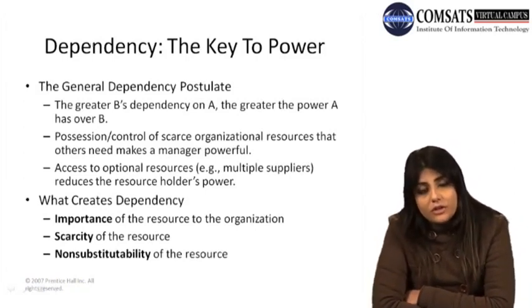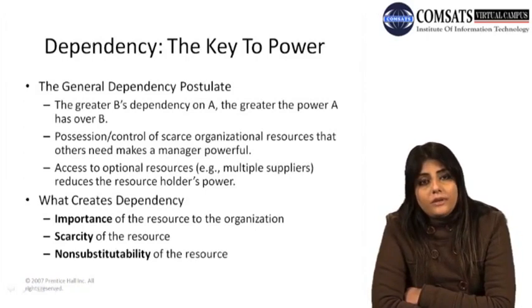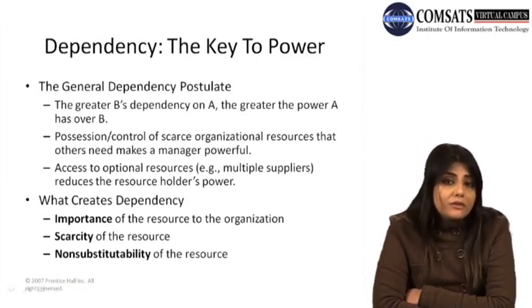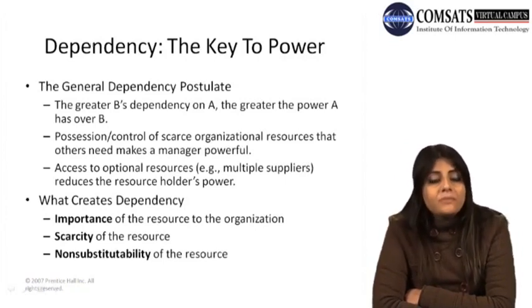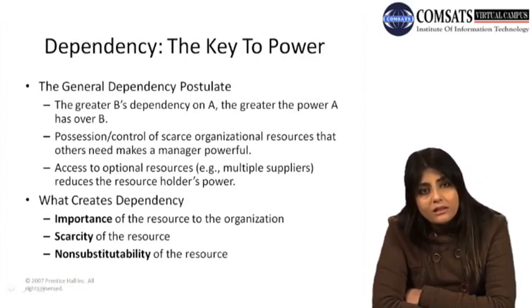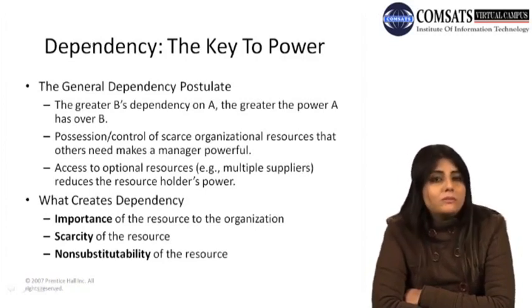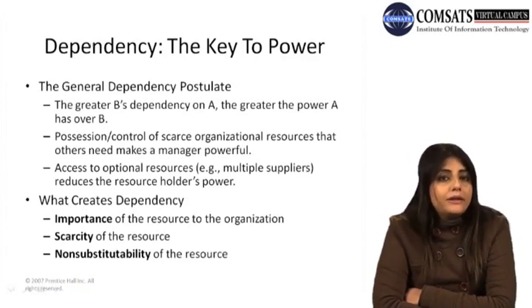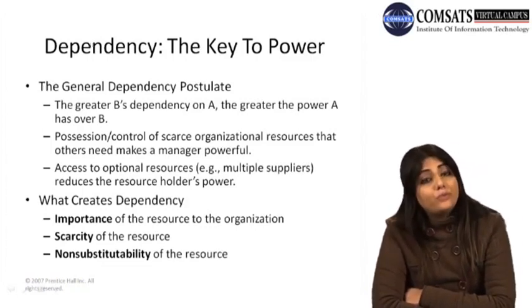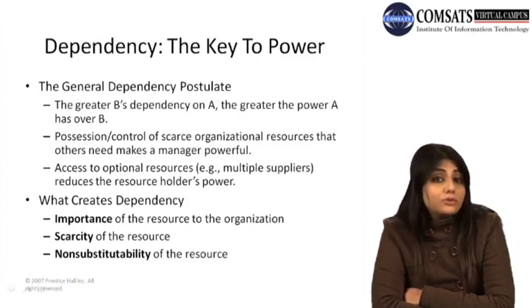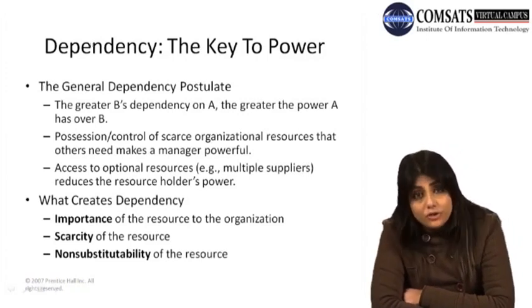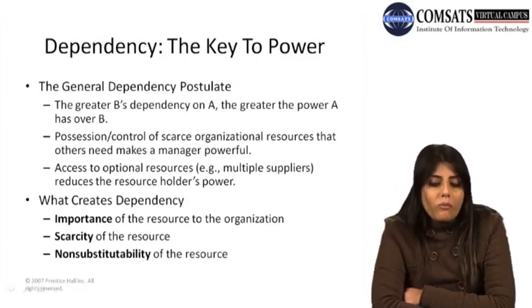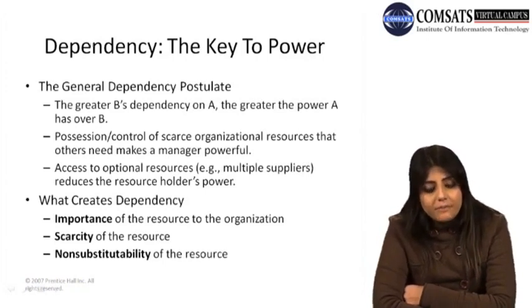Then the non-substitutability of the resource. So if that particular raw material is available with only one supplier, and that is critical for you as well, but it is substitutable, and you can use another kind of similar raw material as well, what would be the result? The dependency on that particular supplier will reduce, right? And that particular supplier then will not be that powerful, right?